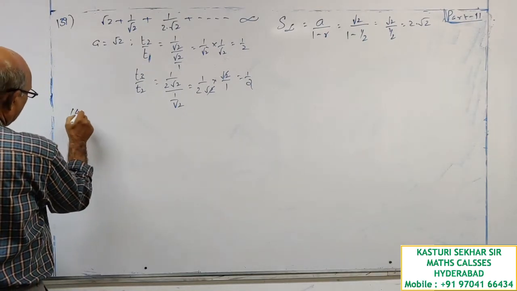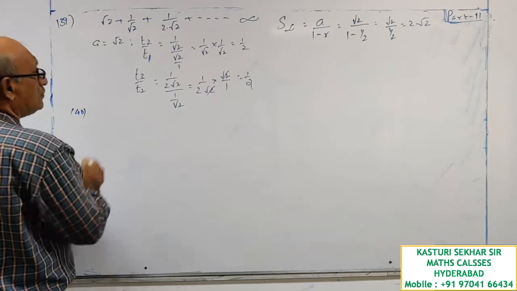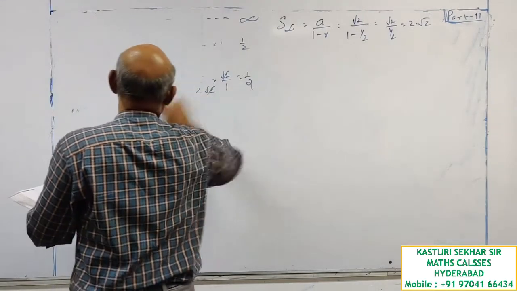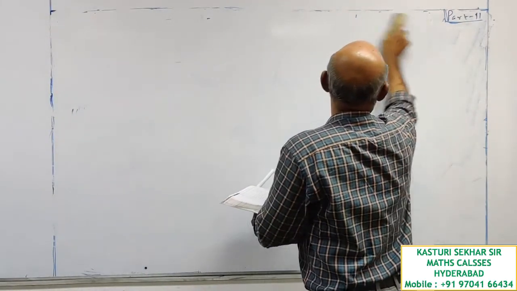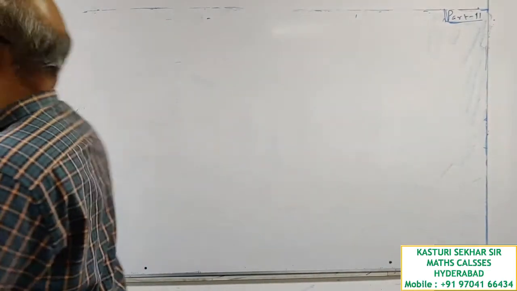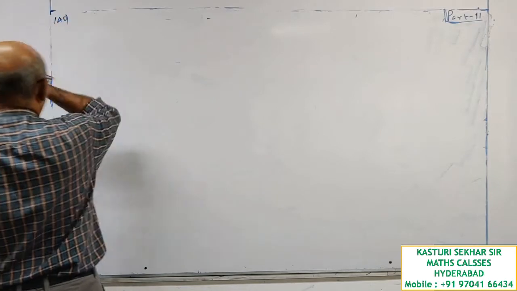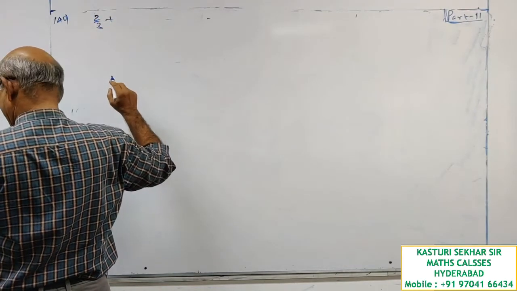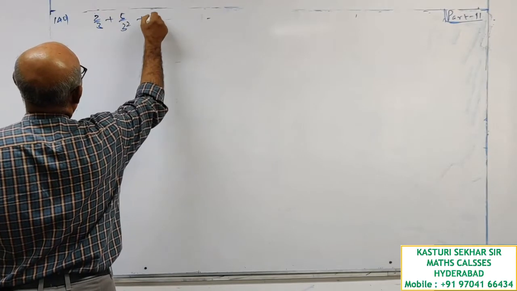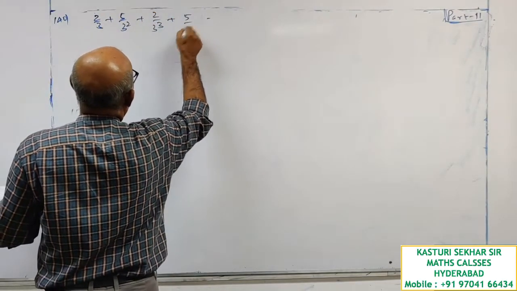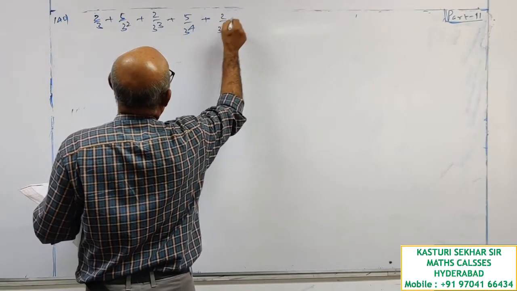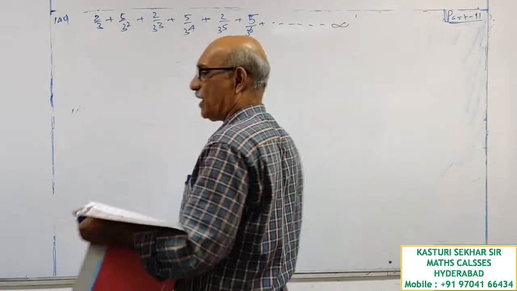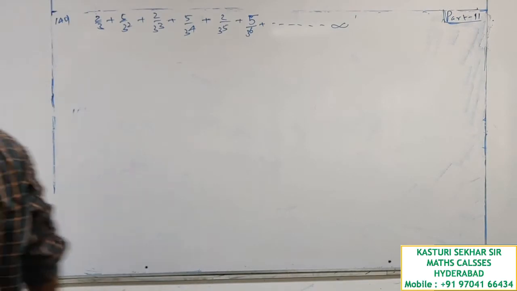Question number 140. The sum of the infinite series 2 by 3 plus 5 by 3 square plus 2 by 3 cube plus 5 by 3 power 4 plus 2 by 3 power 5 plus 5 by 3 power 6 plus etc. to infinity.